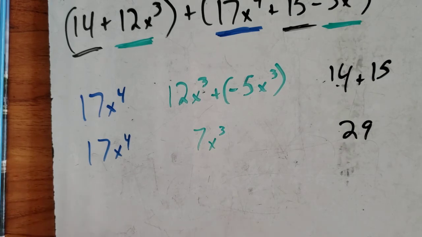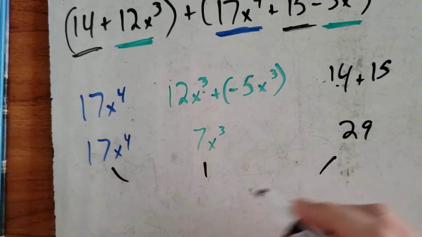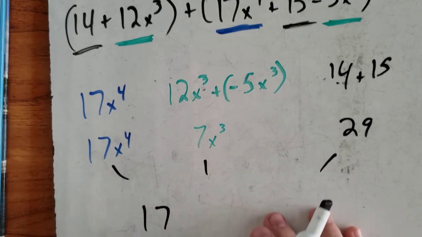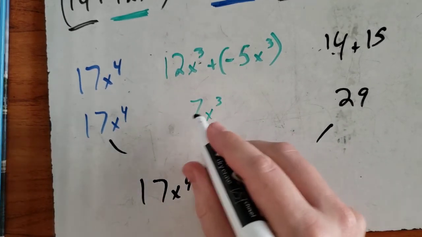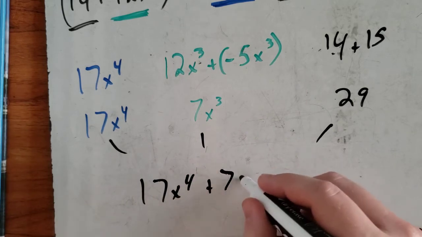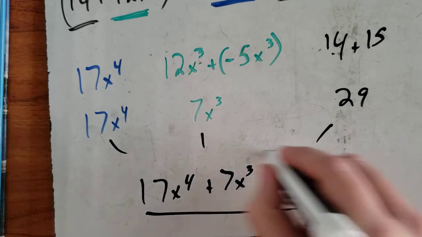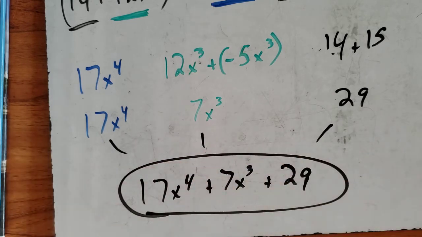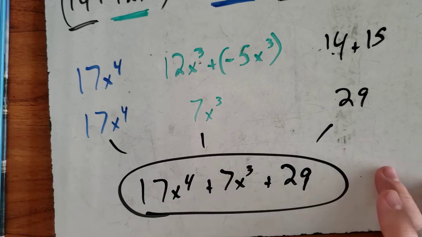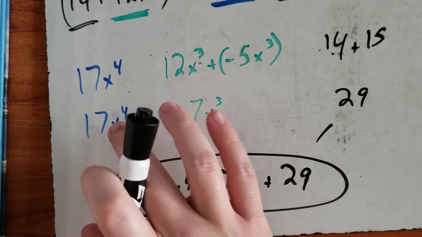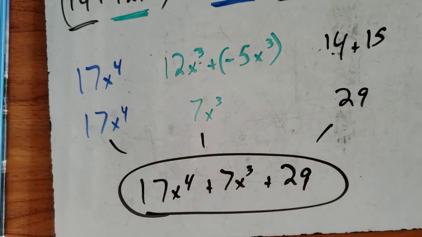Now if we put all these three things together, we have 17x to the fourth, plus 7x to the third, plus 29. Okay, so easy as that. All right, combining like terms, put them in order from highest exponent to lowest exponent, which is none if you have it.